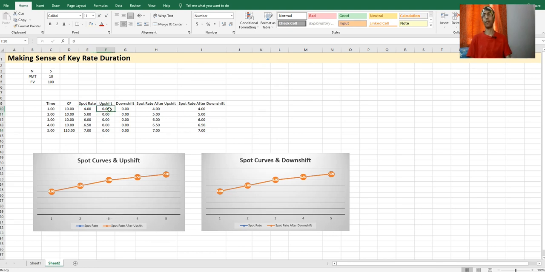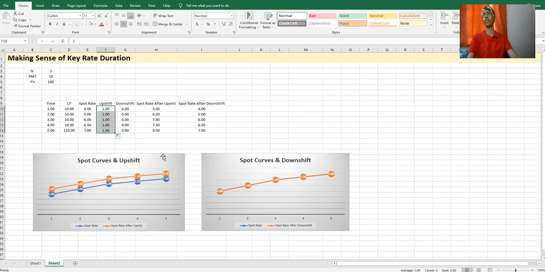So let us shift each of the spot rates up by 1%. Let's see what happens. Now you see, friends, in this chart, there is a parallel shift. All the rates have moved up 1%. Similarly, let us do one more thing. Let us shift all the rates down 1%. Now you can see after the downshift, it has moved parallelly downwards. That is, all of the rates have moved equally downwards and there is a parallel shift.